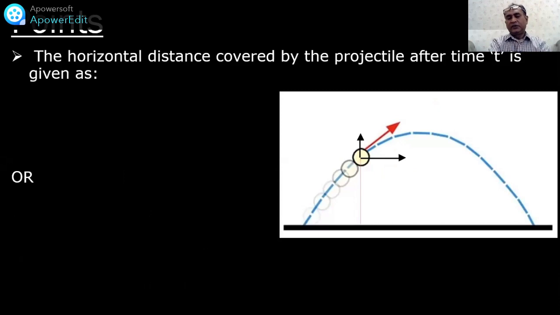So, suppose a shell is being fired or a rocket is being fired. Might be a short range missile. Short range means a few thousand kilometers, right? Or a ballistic missile which travels from one continent to another continent, right? It is fired.